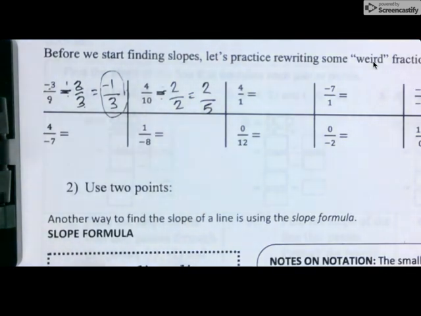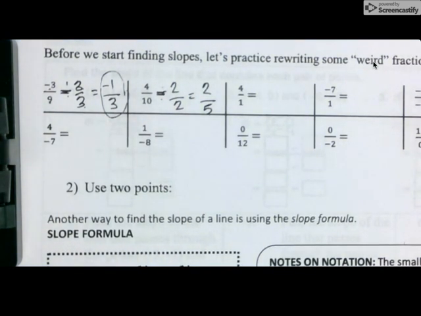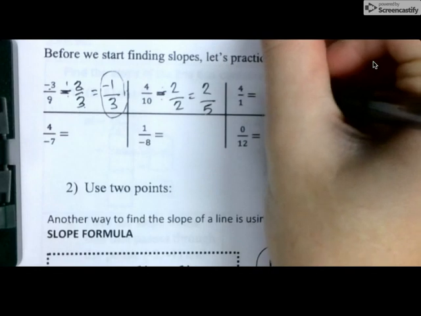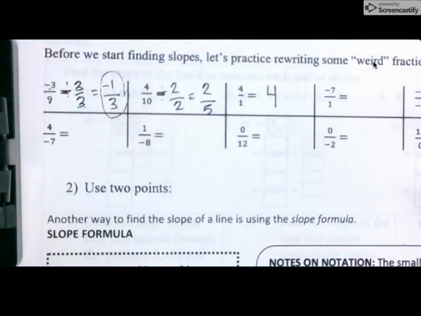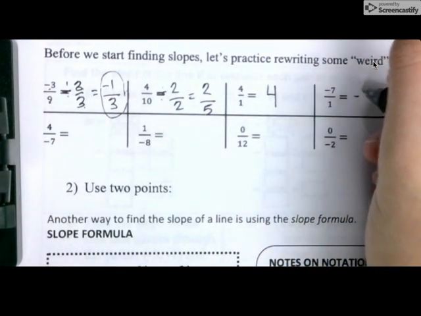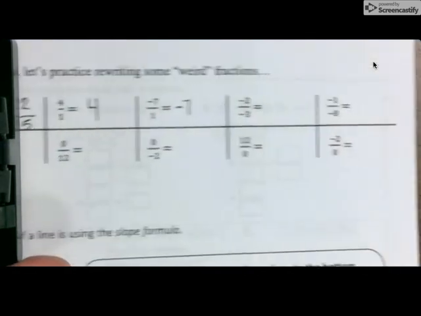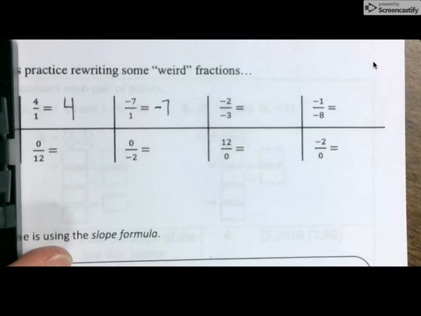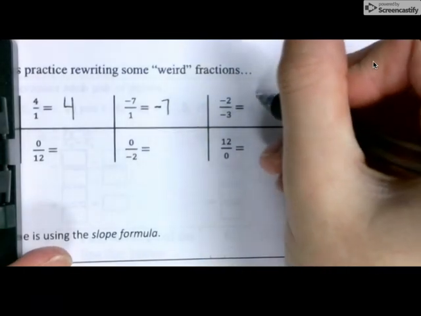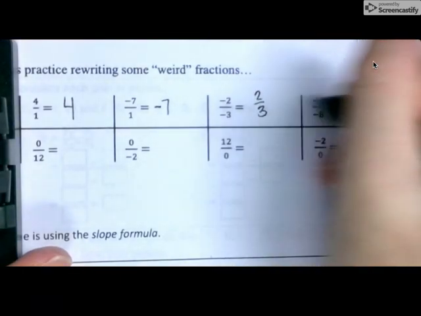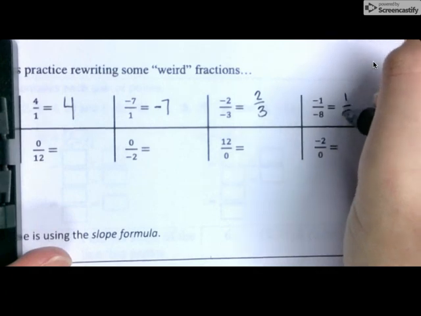That gives me 2/5. What could 4 over 1 be written as? 4. What could -7 over 1 be written as? -7. Try the next few. What do you think? Good. 2/3. 1/8.